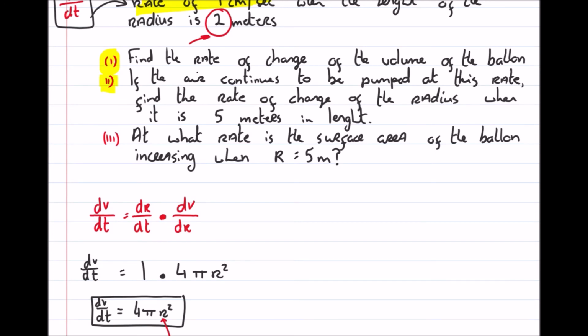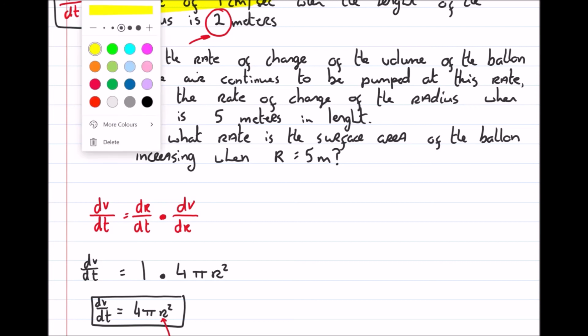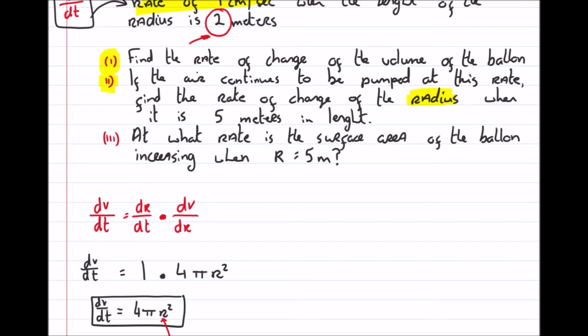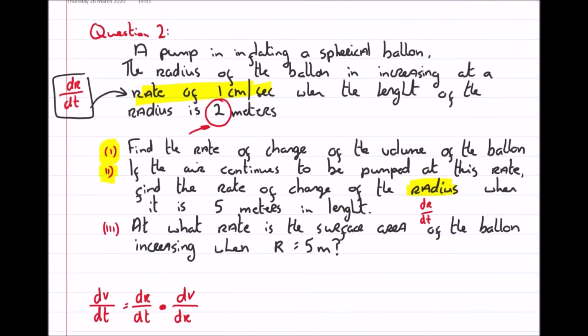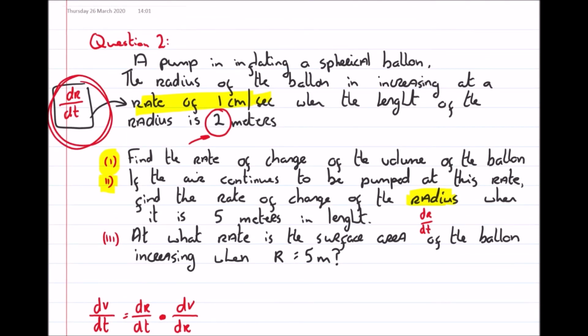If the air continues to be pumped at this rate, find the rate of change of the radius, which is 5 meters in length. So we want the change in radius over time. So we want dr/dt. You might think, well, we already have it over here, dr/dt. But all we're given is the rate at 2 meters. We don't actually have a formula that we can use to find it at what they're asking us here, which is 5 meters. So we're going to have to do that.